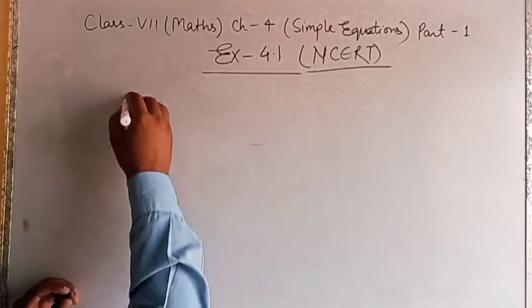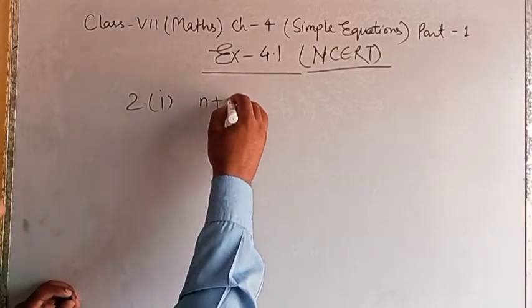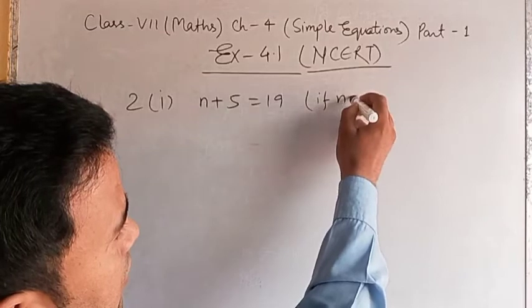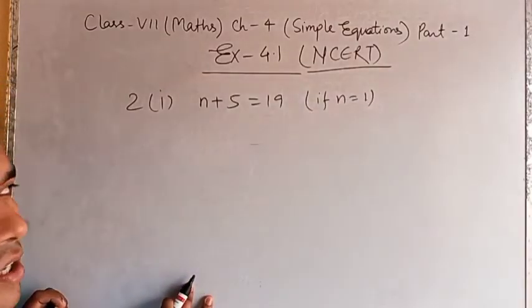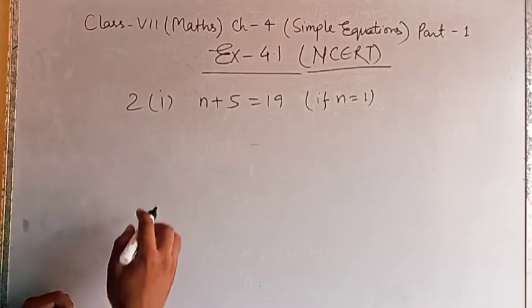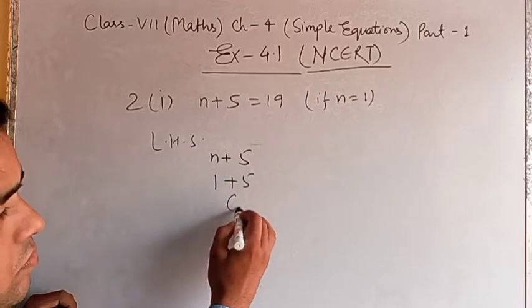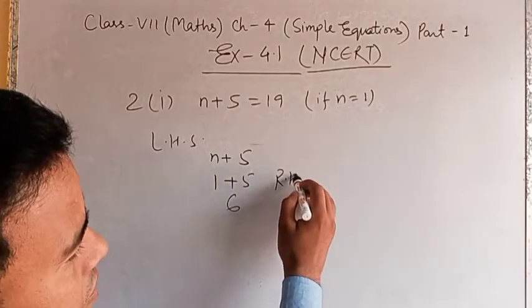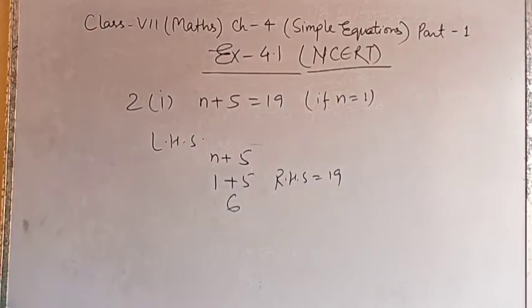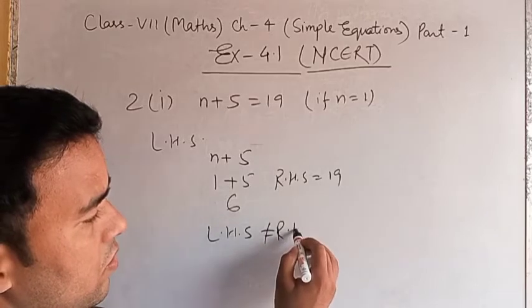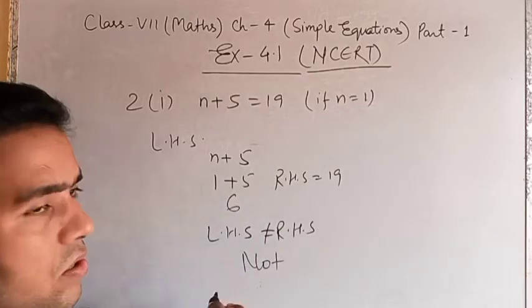n plus 5 equal to 90. Clear? If n equal to 1. So if you put the value of n in left hand side, you will get 6 and the right hand side is equal to 90. Clear? Means left hand side 6, right hand side 90. Both are not equal. Means here you can write left hand side not equal to right hand side. Answer is no.